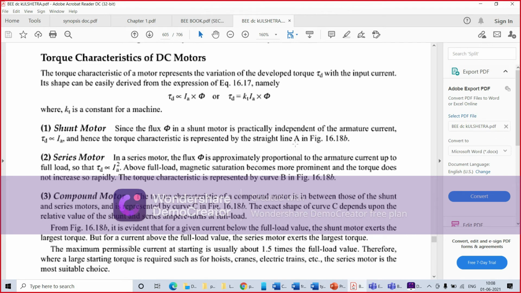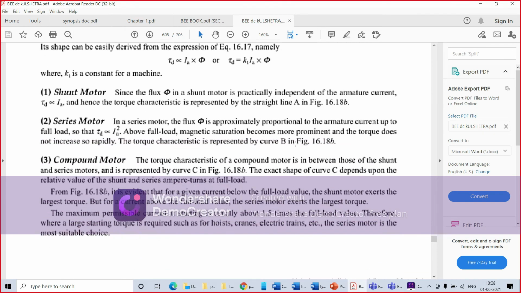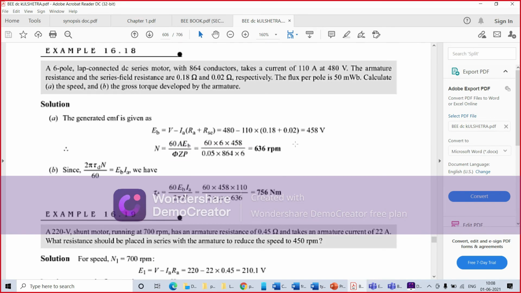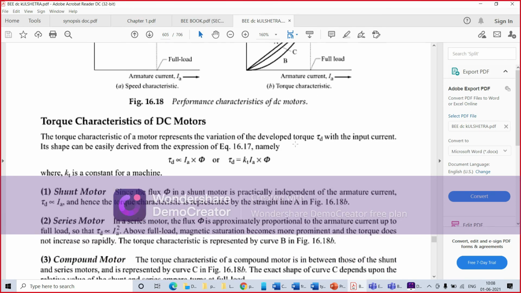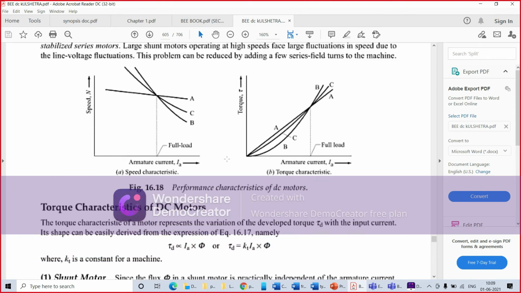तो हमने कल भी पढ़ा था शंट के केस में क्या था, डायरेक्टली प्रोपोर्शनल था, एंड द रिलेशनशिप वाज लीनियर. So if they have drawn it somewhere, it is not here, but you can draw the linear. Okay, it is here. You can say A is here. A is linear. A is showing the linear relationship between torque and the current.